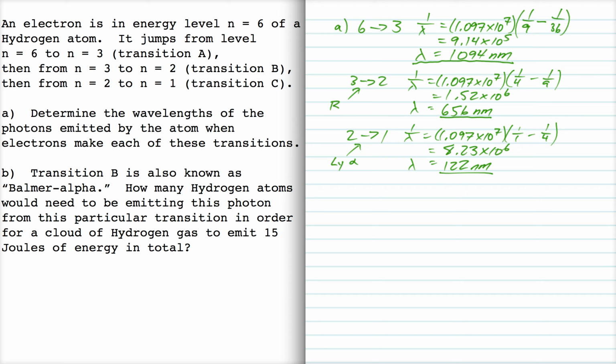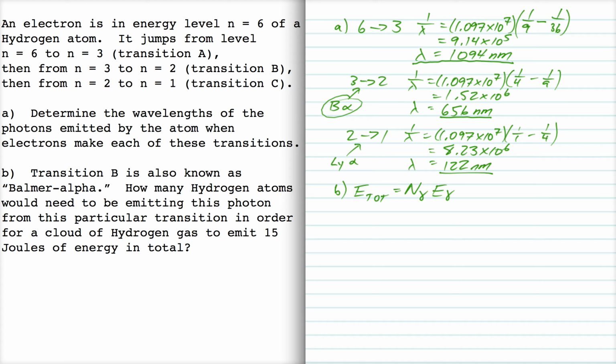This wavelength is Balmer alpha, which is the series 3 to 2, 4 to 2, 5 to 2, 6 to 2, and so on. Now in part B, they're saying they're going to take this Balmer alpha transition, and they want to know how many hydrogen atoms will need to be emitting to get a total of 15 joules of energy, right? So we're going to use the equation that the total energy is equal to the number of photons times the energy per photon.